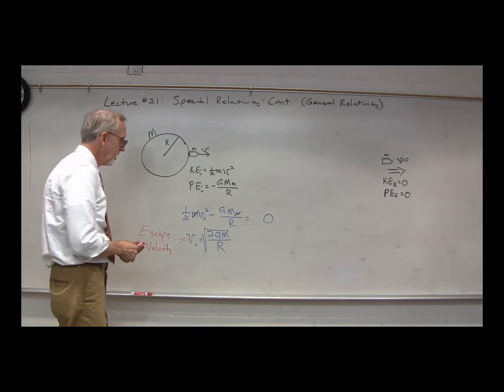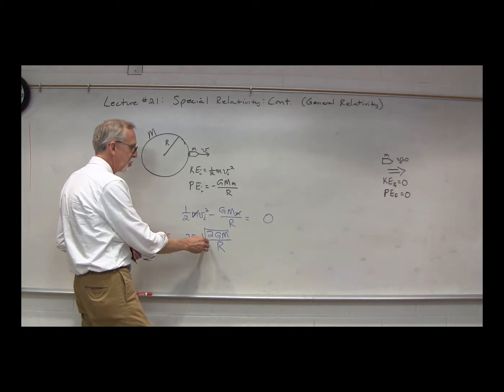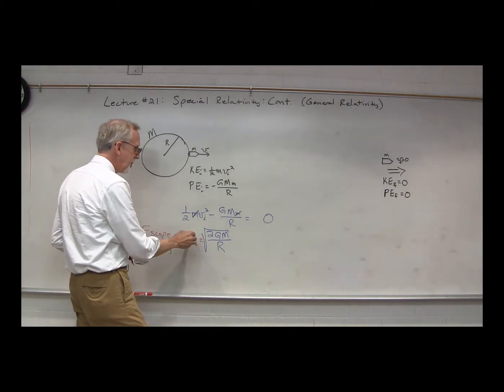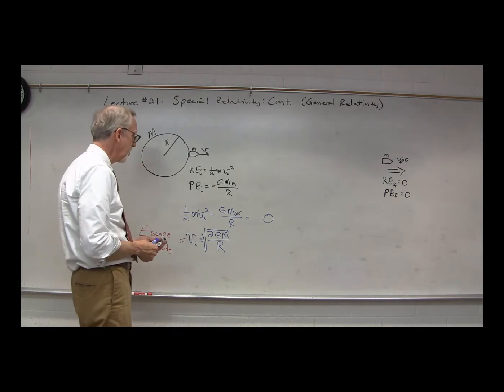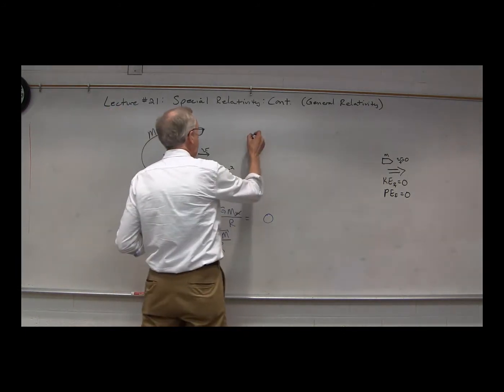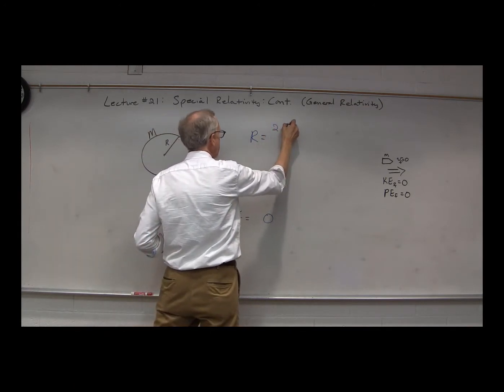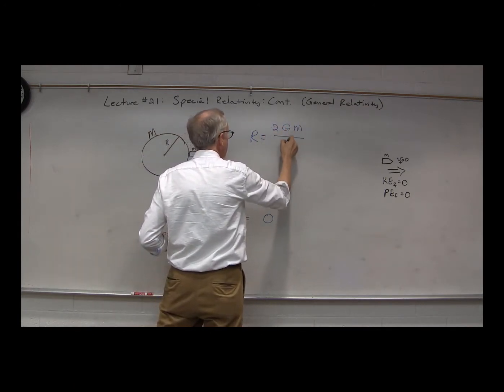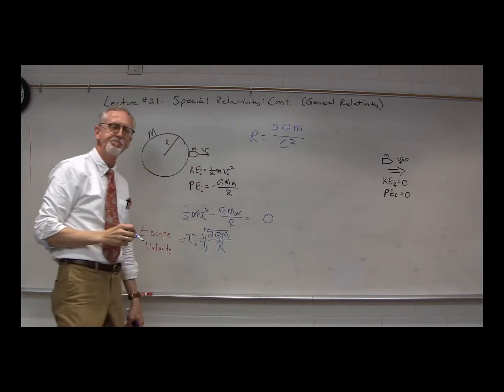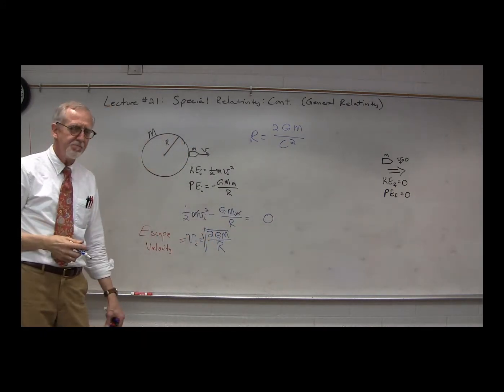What do we get? Well, put c here, square both sides, we get c squared, multiply by r, divide by c squared, and what do we get? We get that r is equal to 2GM over c squared. Now, what does that mean?